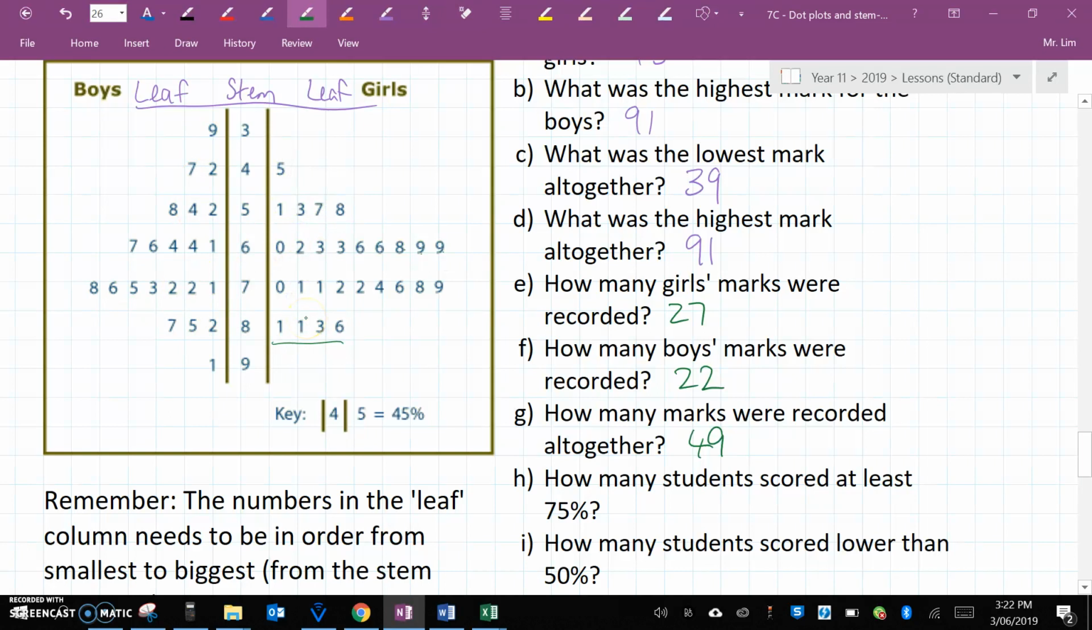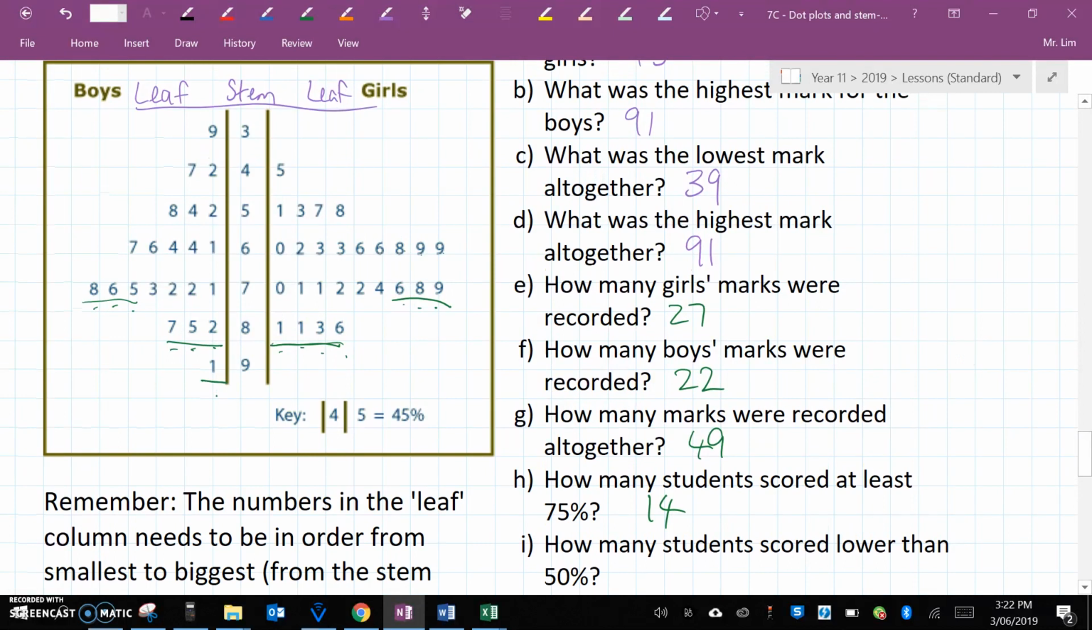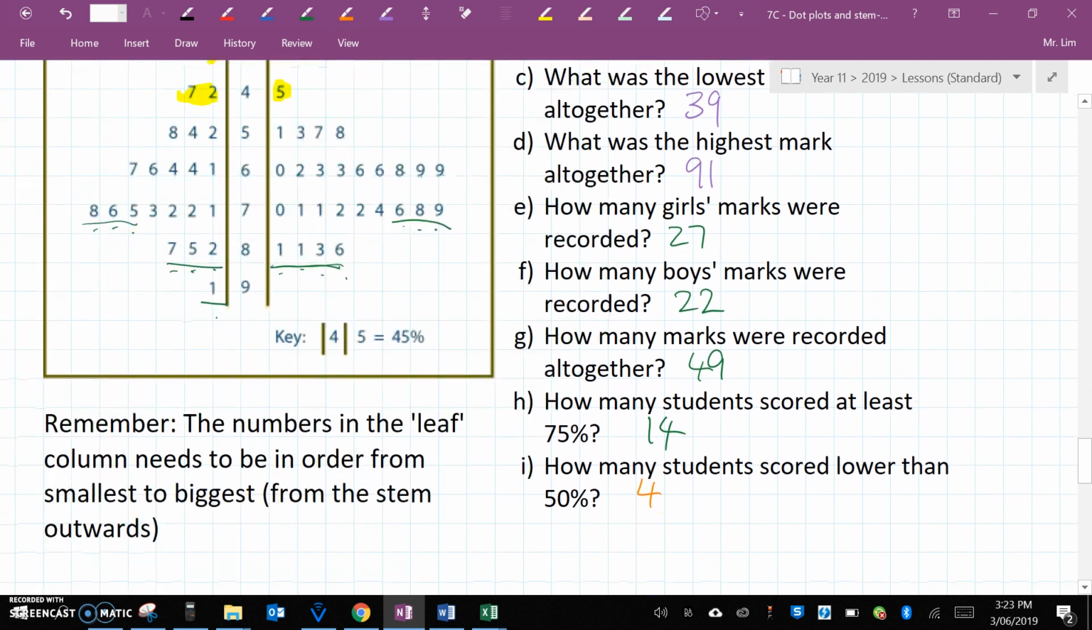How many students scored at least 75%? At least 75% means 75 or more. So that's these ones. So that's 1, 2, 3, 4, 5, 6, 7, 8, 9, 10, 11, 12, 13, 14. How many students scored lower than 50%? Let's highlight them. Just 4. 4 students scored lower than 50%.